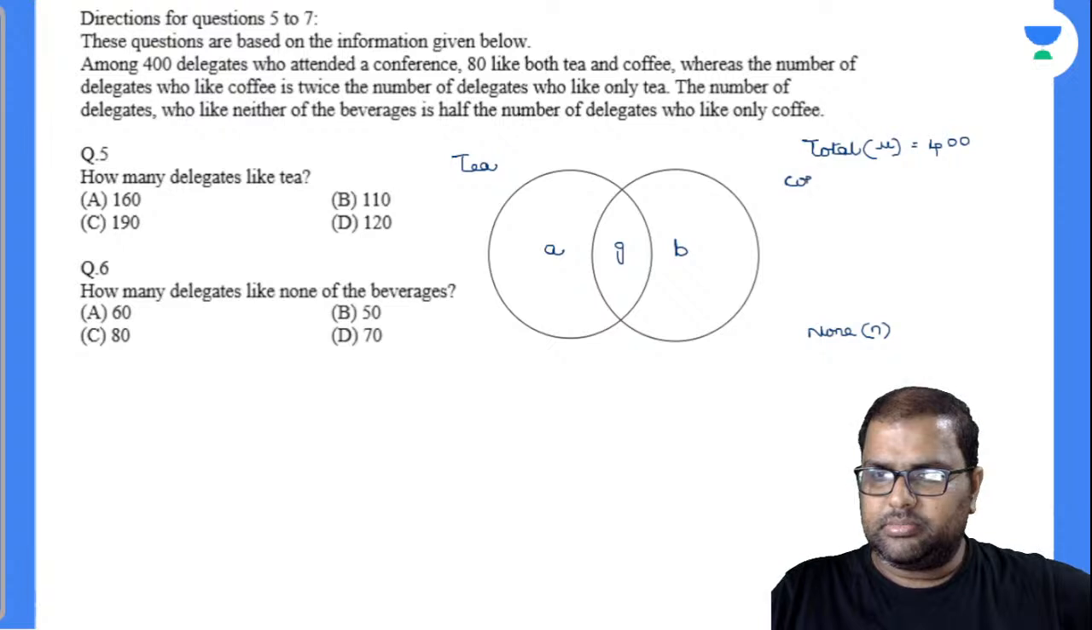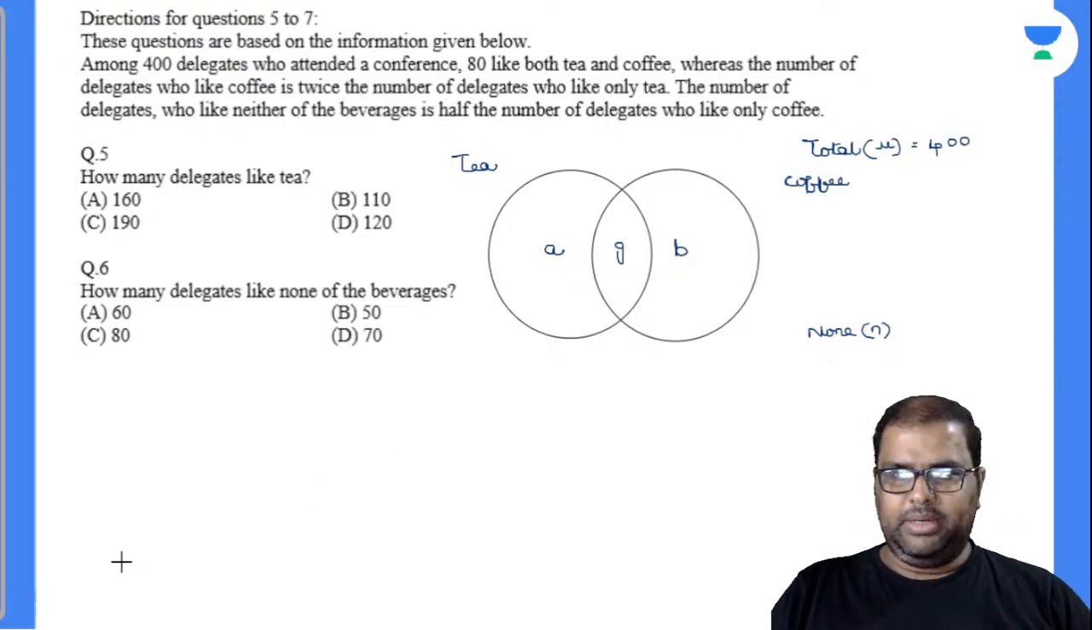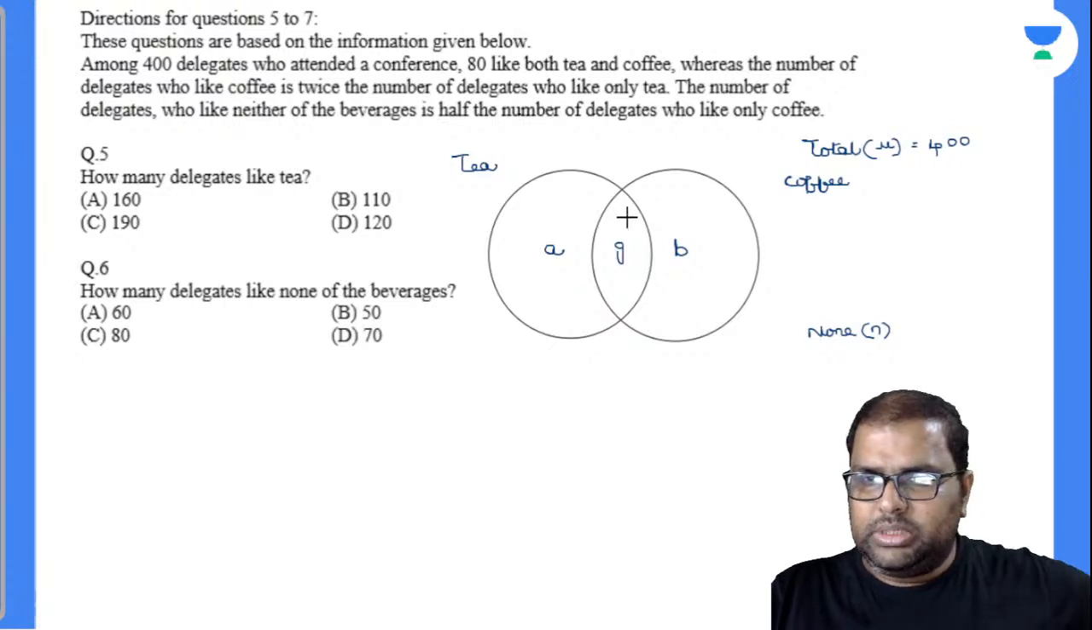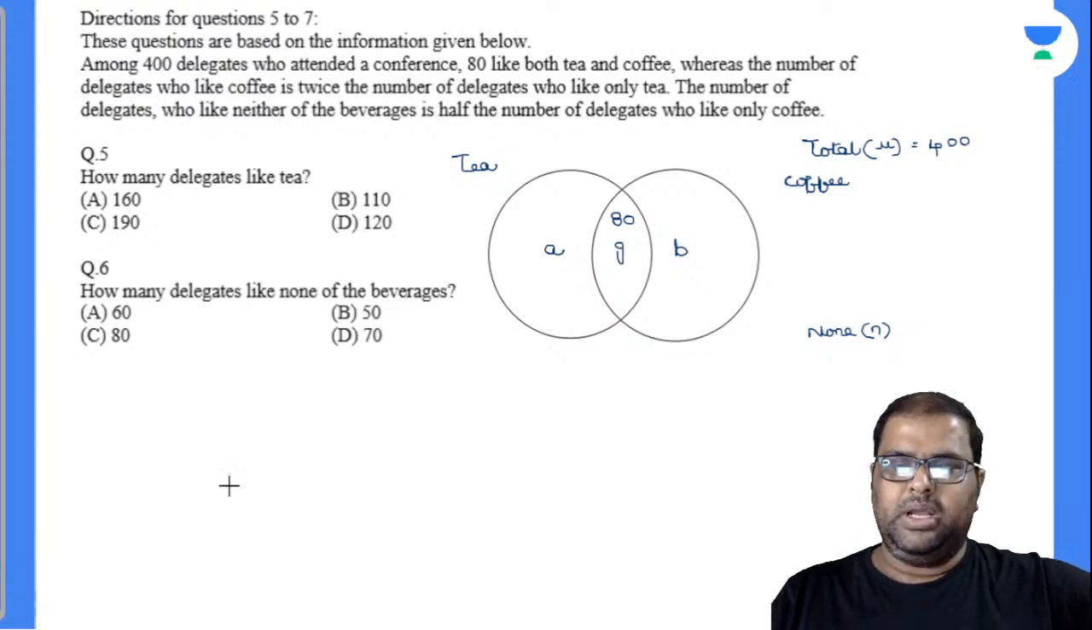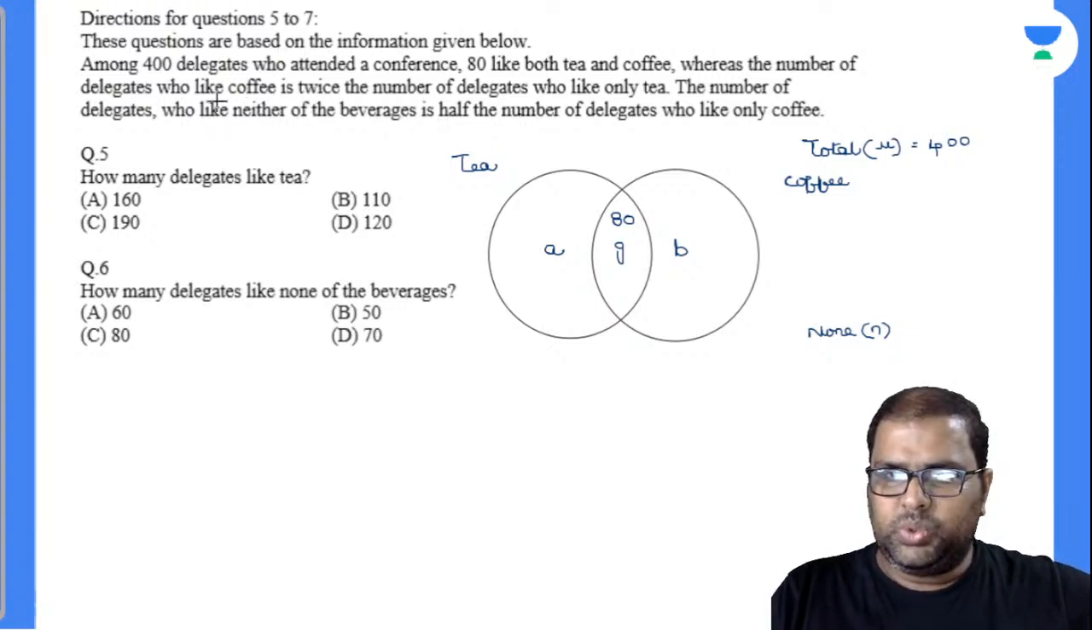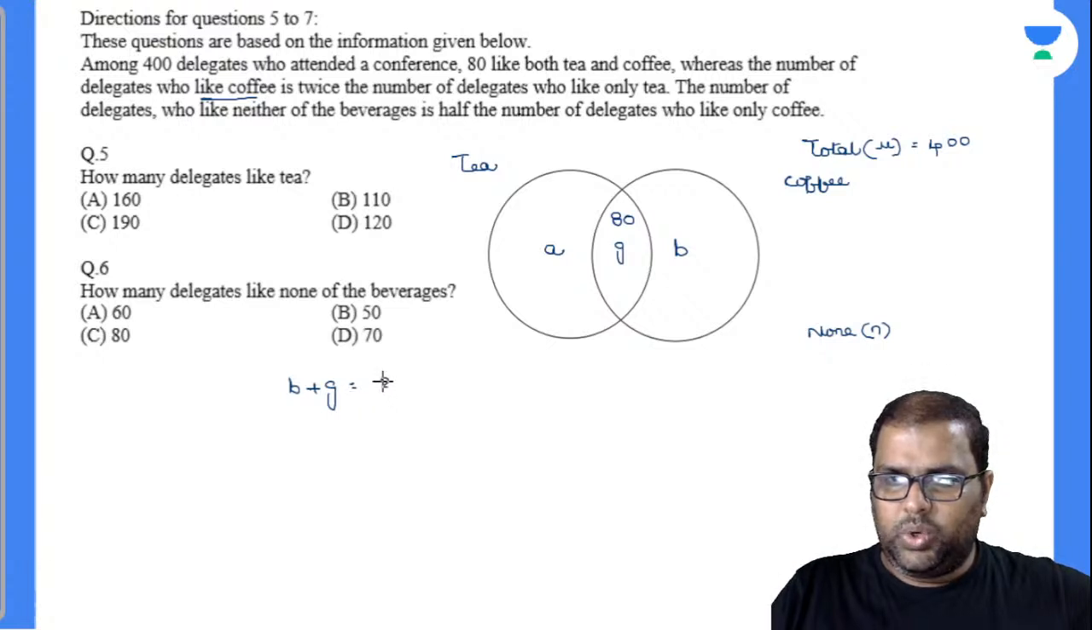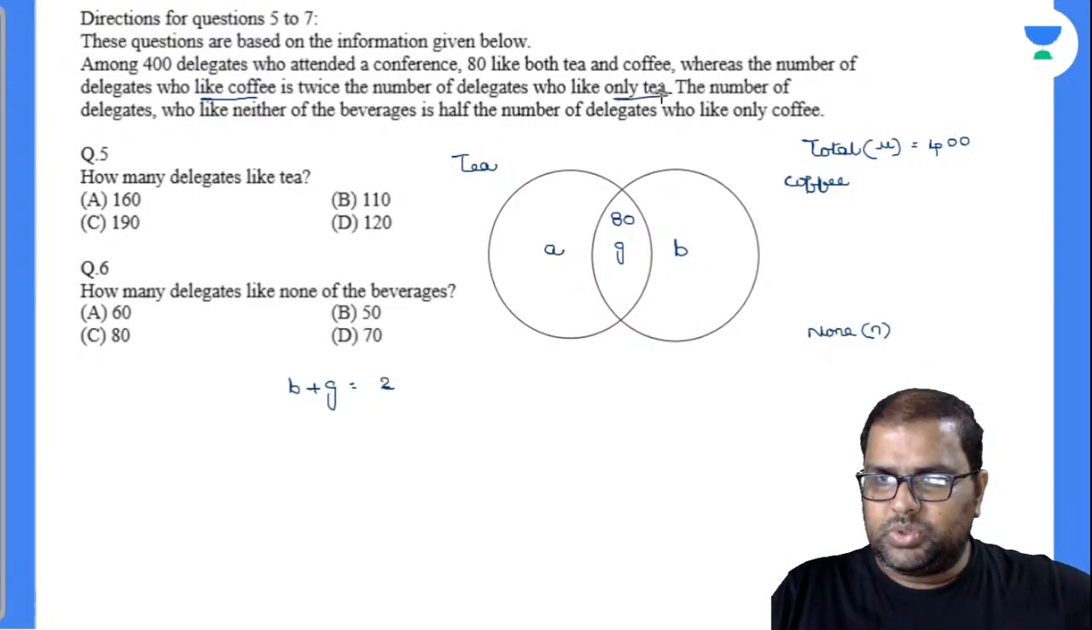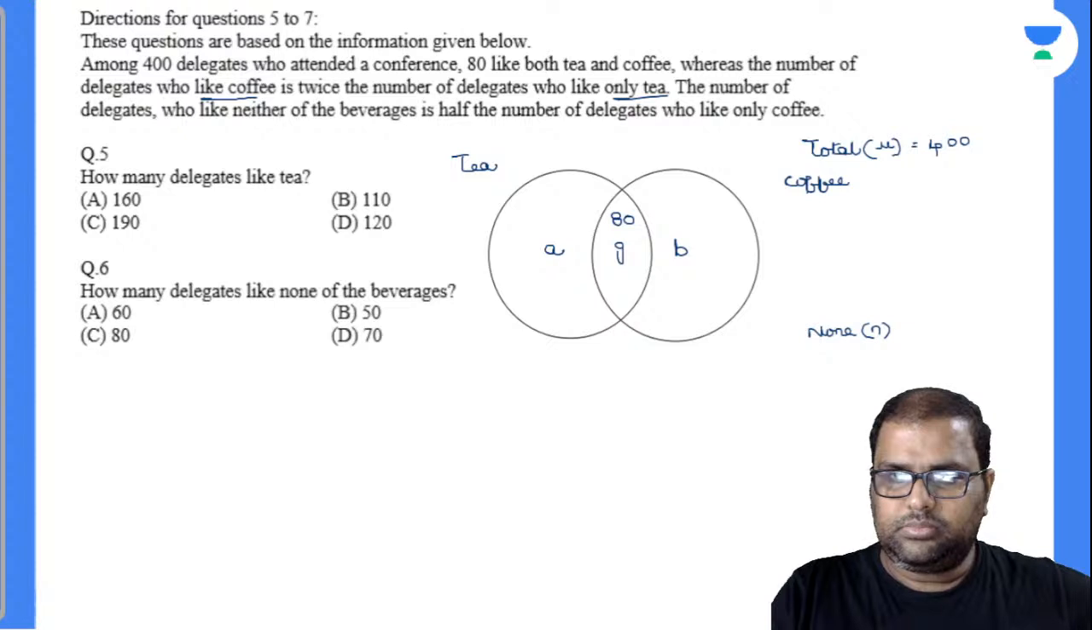Two variables. There are some questions which were asked in previous year examinations also regarding these two variables. Like both tea and coffee means my G value is given as 80, right? Whereas the number of delegates who like coffee, is it given only coffee? No, like coffee means B plus G is twice the number of delegates who like only tea. Only tea means B plus G is equal to 2A.